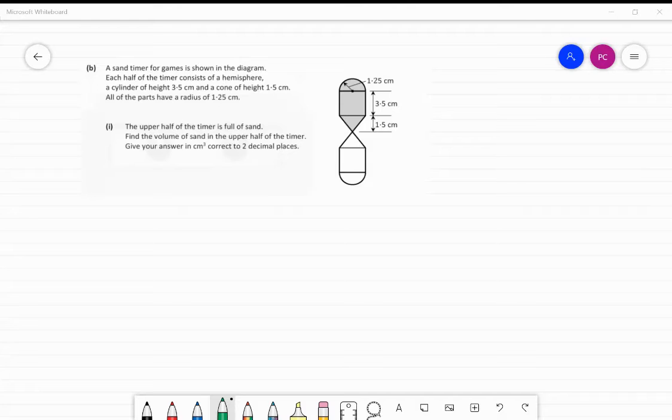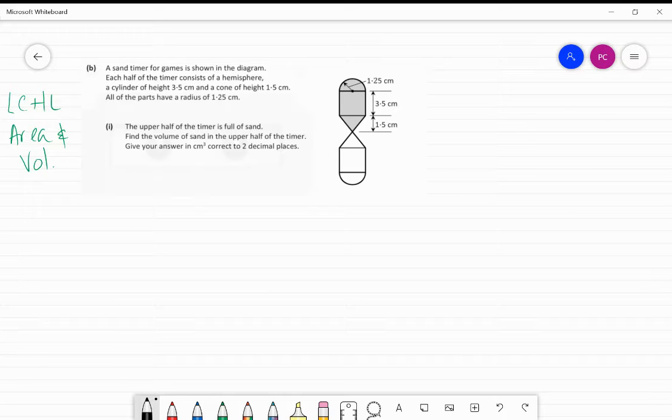Leaving Cert higher level question. It's on area and volume. And just to show how straightforward some Leaving Cert questions can be, and also that it's important to show all your working out, because that working out is going to get you attempt marks. Here we have a sand timer, or like an egg timer.